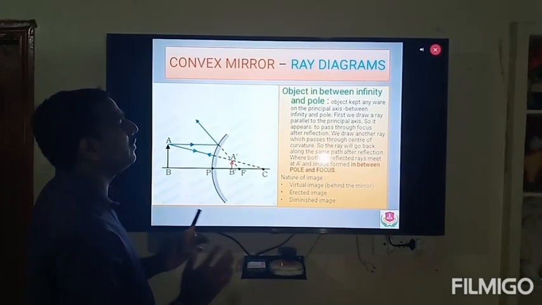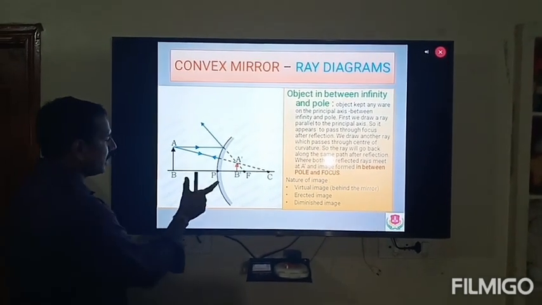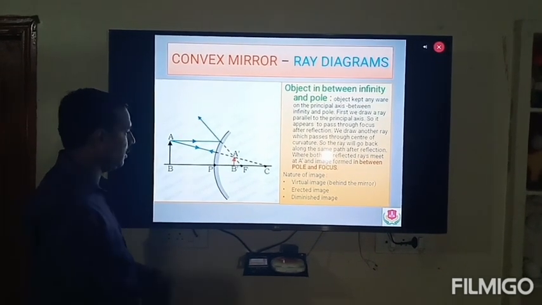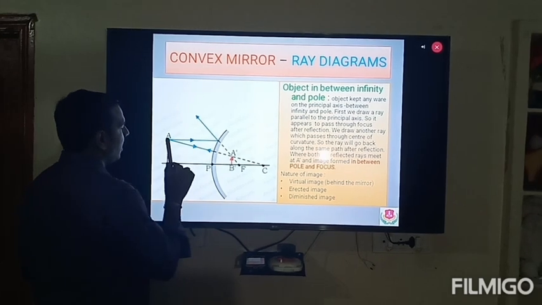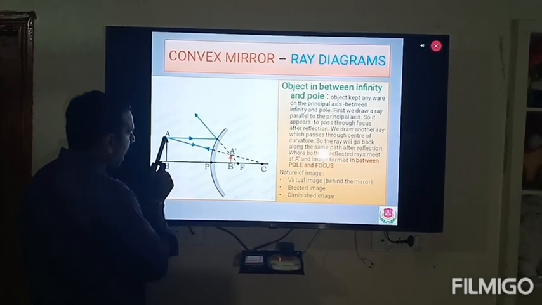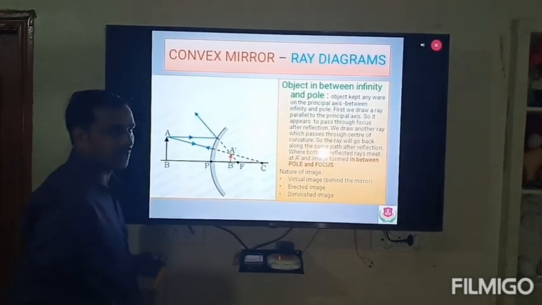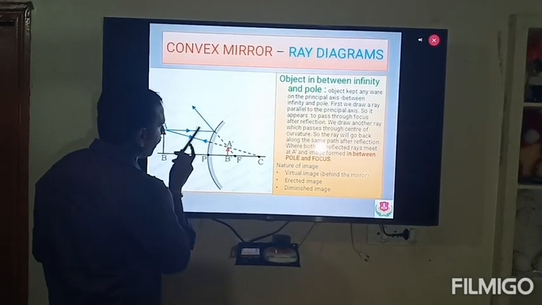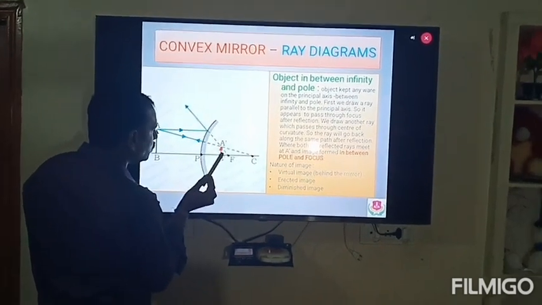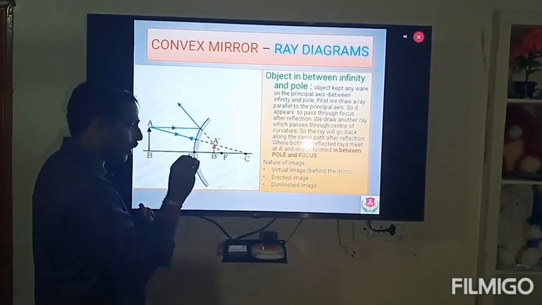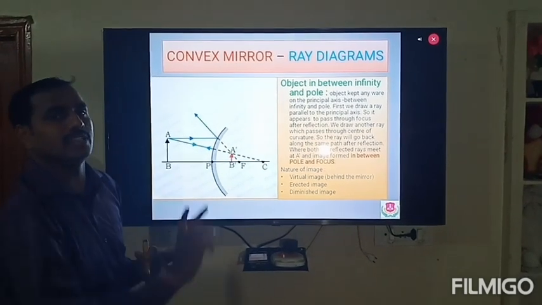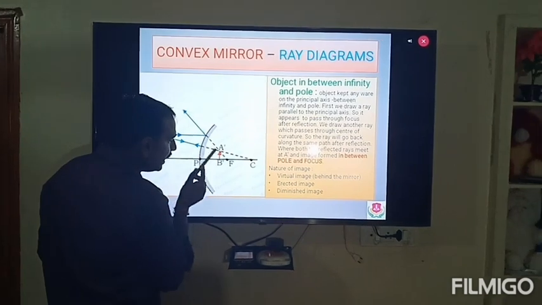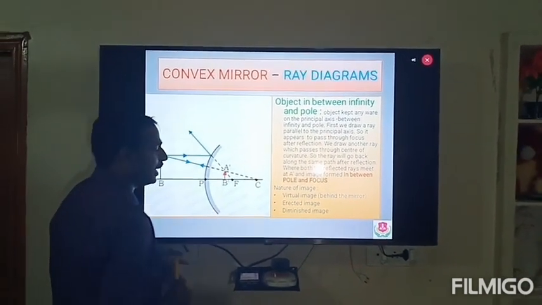Object in between infinity and pole. Infinity and pole means somewhat near to the pole. When we place the object near the pole, we can take two rays. One is parallel to the principal axis, and another ray passes through the center of curvature. See, in this case also, the rays after reflection appear to diverge from a point inside the mirror or behind the mirror. So these two appear to intersect at a point A dash.